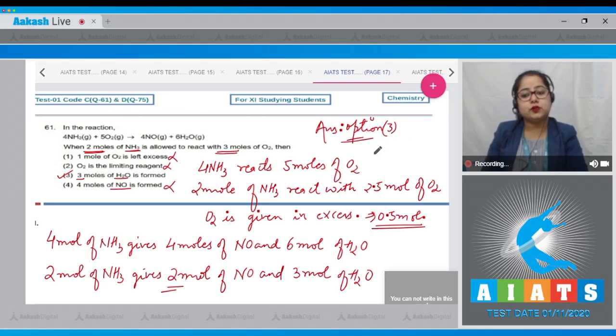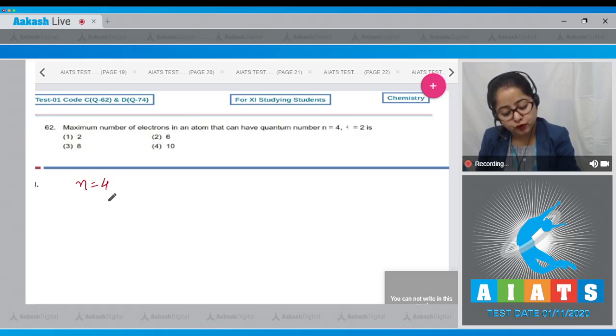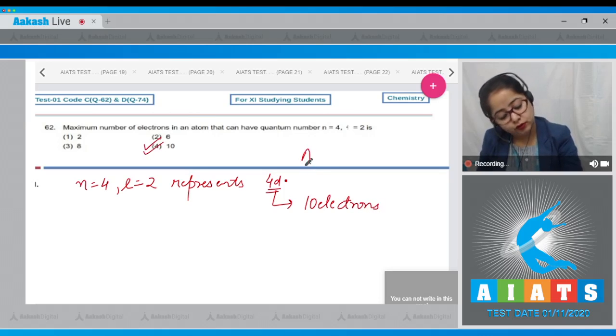Moving to next question, students, which is question number 62. Let's read the question. The maximum number of electrons in an atom that can have quantum number n equals to 4 and L equals to 2 is. Student, first of all, n equals to 4 and L equals to 2 represents 4D, and 4D can accommodate maximum 10 electrons. That means the correct answer is option number 4.